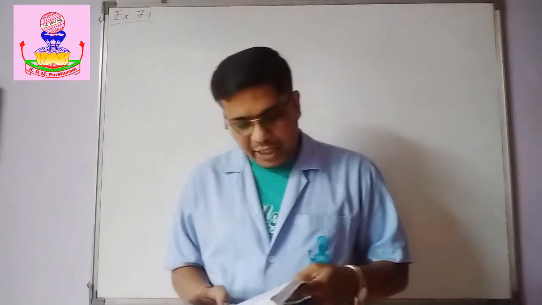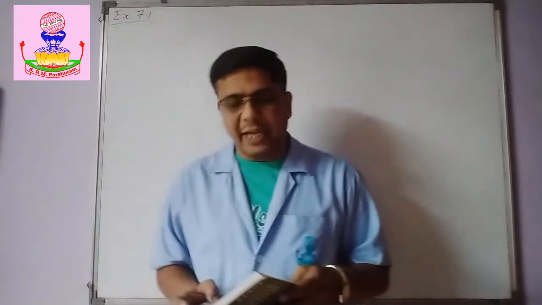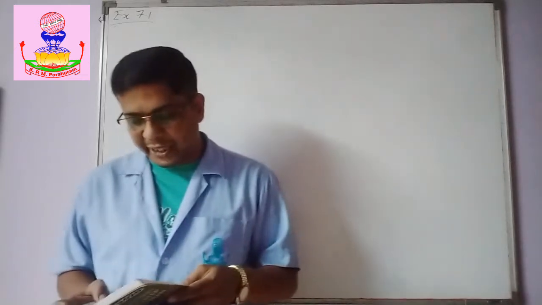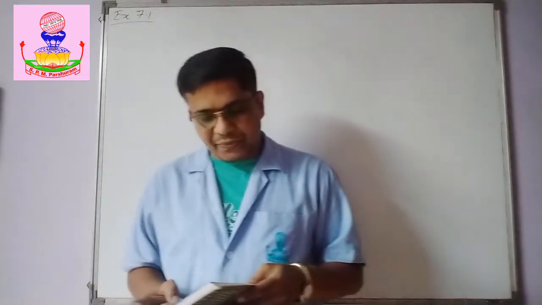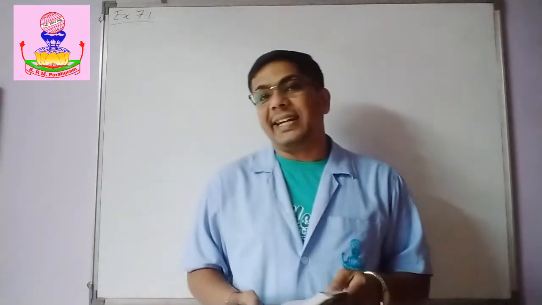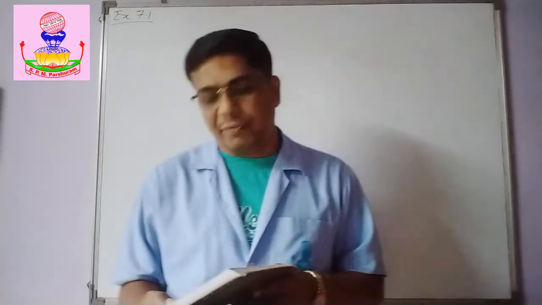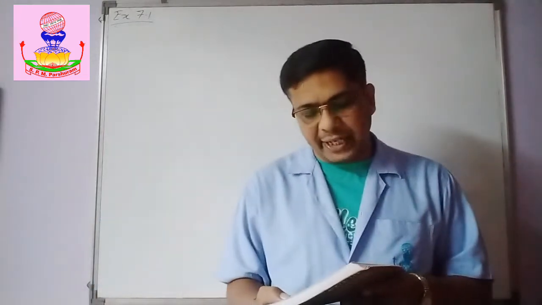Now see third one. A number can be divided exactly by 3, 4 and 5. Find out the false statement from the following. The statements given are: the number can be divided exactly by 12, 6 and 10. The number can be divided exactly by 6, 5 and 8. The number can be divided exactly by 2, 10 and 15. And the number can be divided exactly by 10, 12 and 15.